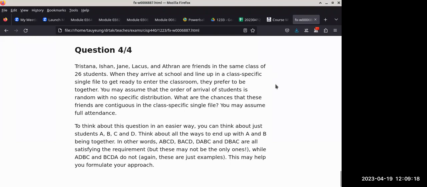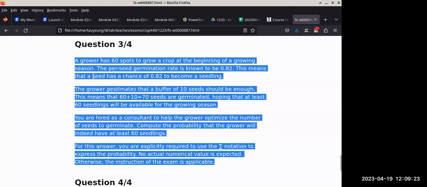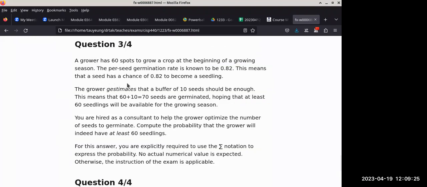So this is one, and there's another one. Out of the 4 questions, the other question that I think we should be able to solve, especially after today's lecture, is this one here. A grower has 60 spots to grow a crop at the beginning of a growing season, and we are in spring, which is a growing season. The per seed germination rate is known to be 0.82, which means out of 100 attempts to germinate, 82 will succeed. This means that the seed has a chance of 0.82 or 82% to become a seedling.